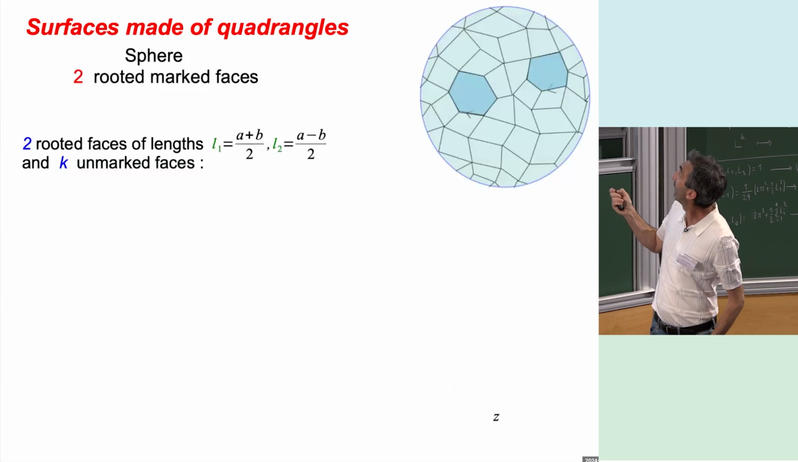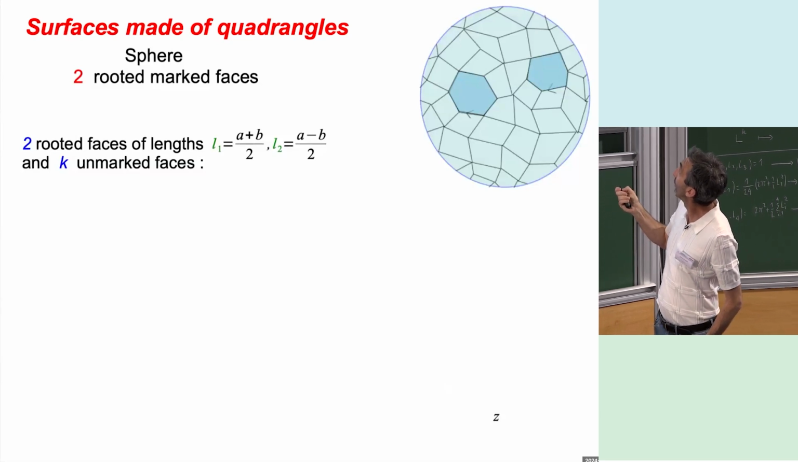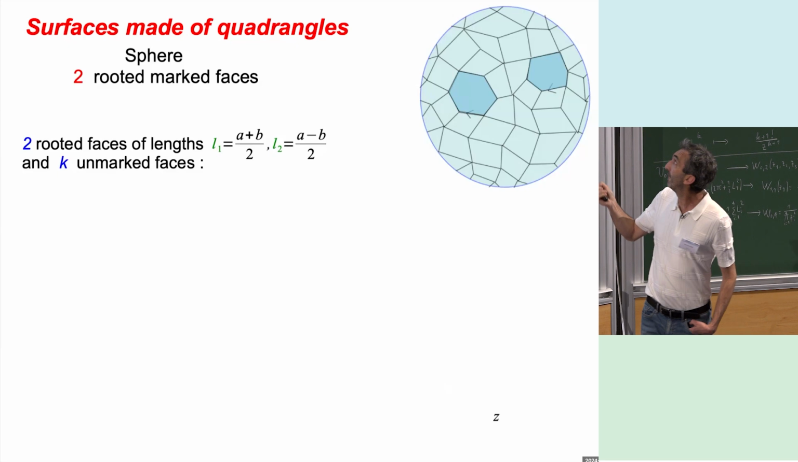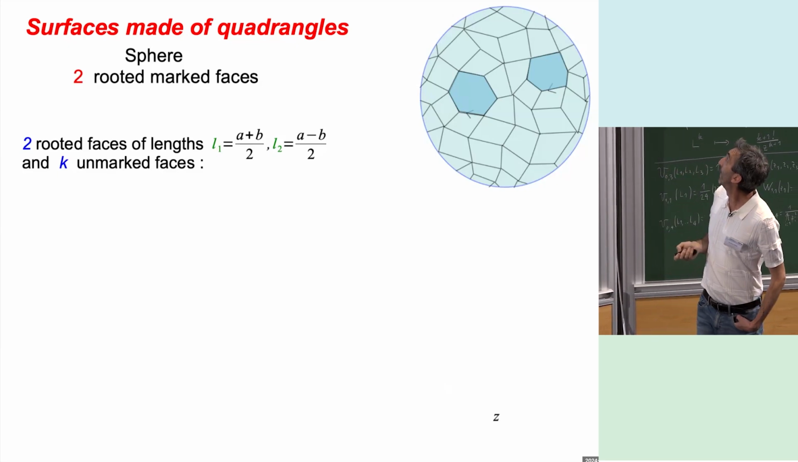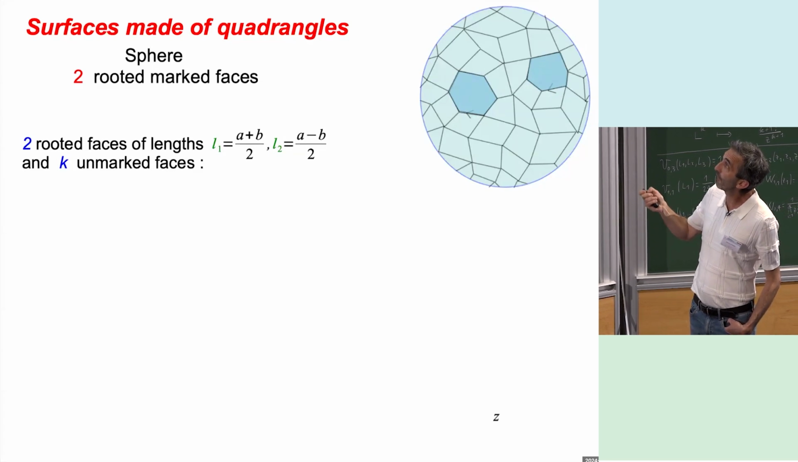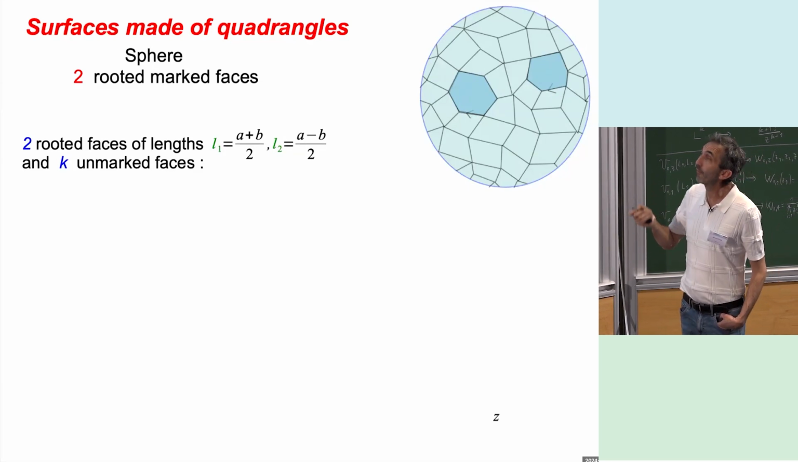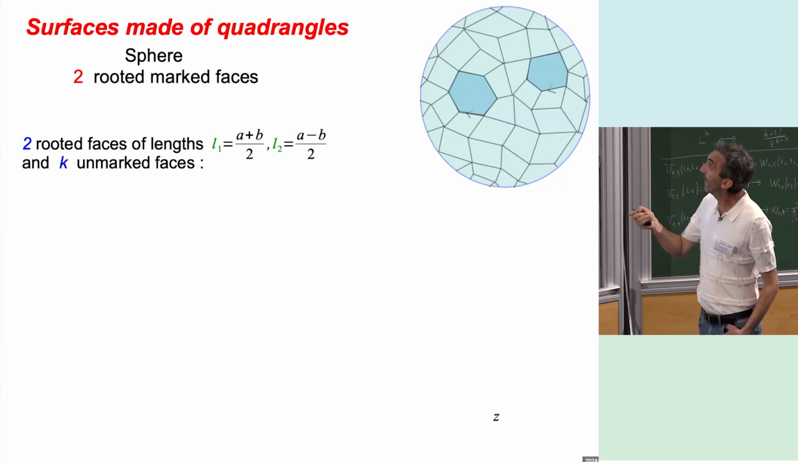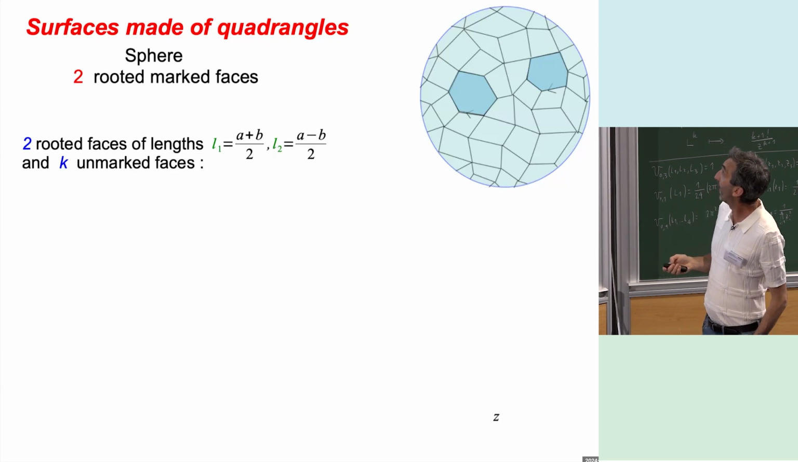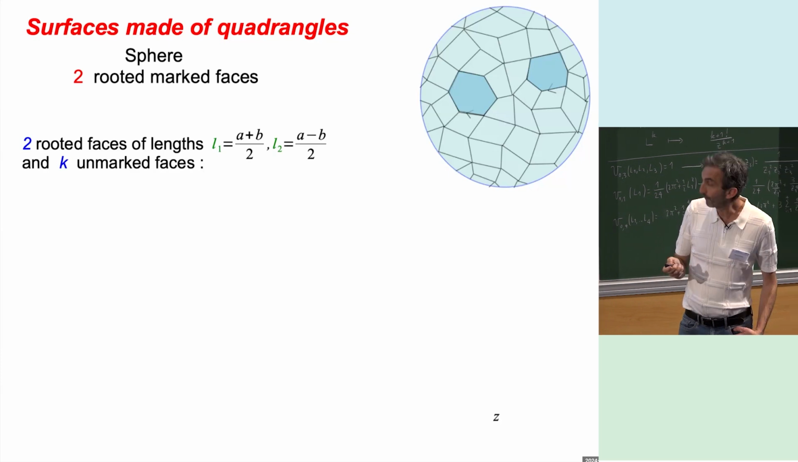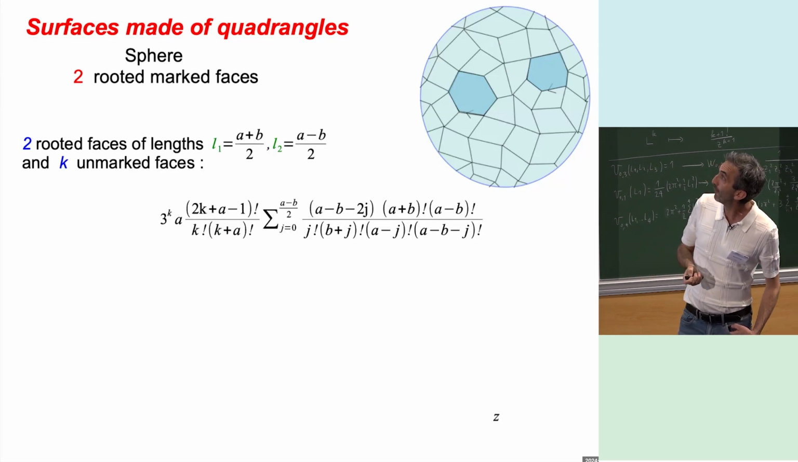So now let's look at the quadrangulation of spheres. Let's try to enumerate quadrangulations of spheres, where now we have two marked faces with one edge on their boundary. Two marked faces of two lengths, L1 and L2, and instead of L1 and L2, let me use these two variables A and B. Formulas will be nicer if you do that. And k unmarked faces. And again, how many such gluings do you have? It's an integer number, and there is a formula, which is that one.